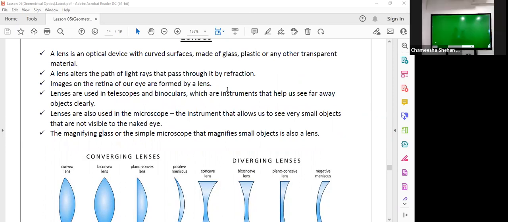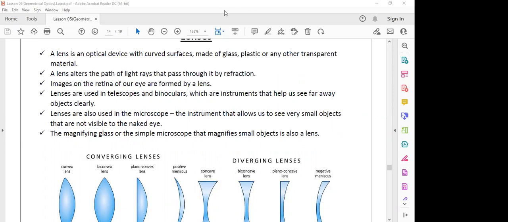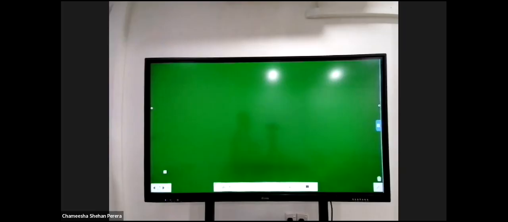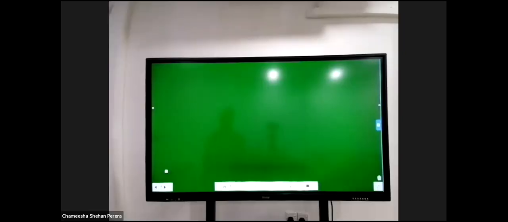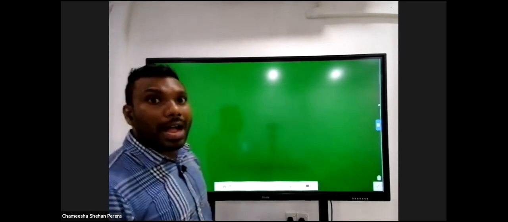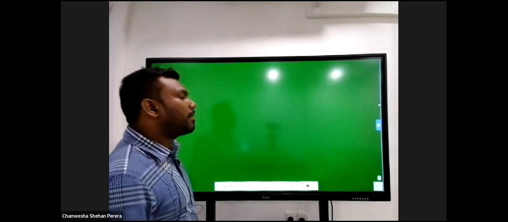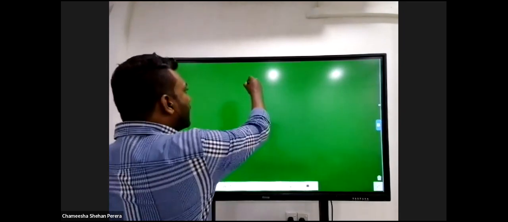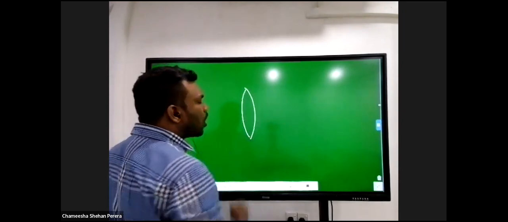Images on the retina of our eye are formed by a lens. Okay, now tell me, what do you have as a lens in your eye? What sort of lens? I mentioned two types. What lens do you have? I'm asking about your eye lens, a natural eye lens, which is made up of different types of proteins. Your eye lens is, guys, your eye lens is a convex lens.